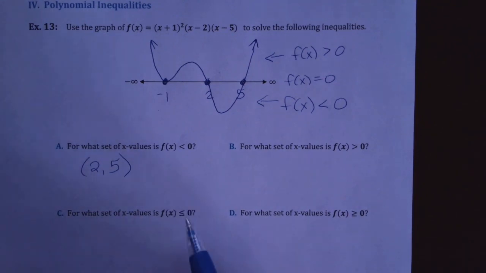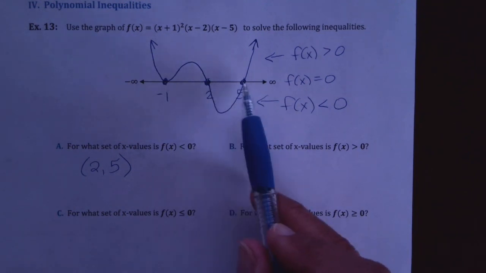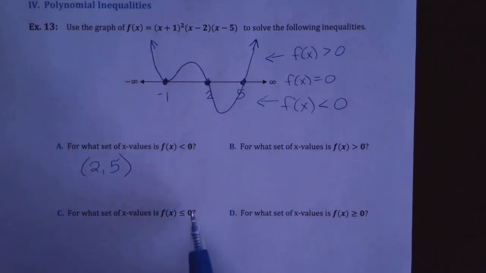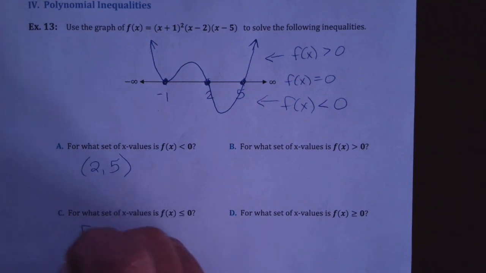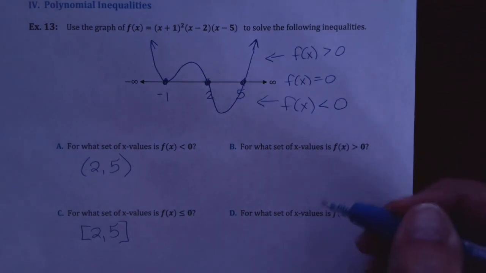So I'm going to skip B for a minute, so look at part C. The difference between these is this one you are allowed to use where it touches the x-axis because that's where it's equal to 0. So less than or equal to 0 would be between 2 and 5 this way. Okay? All right, now, here a little bit different.